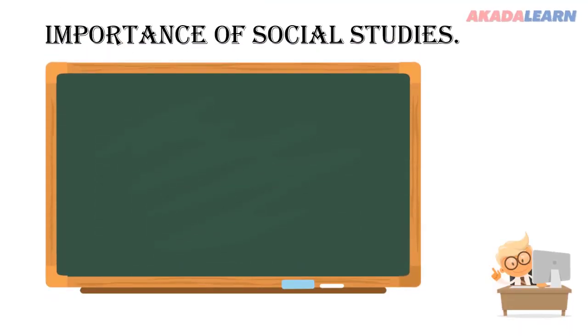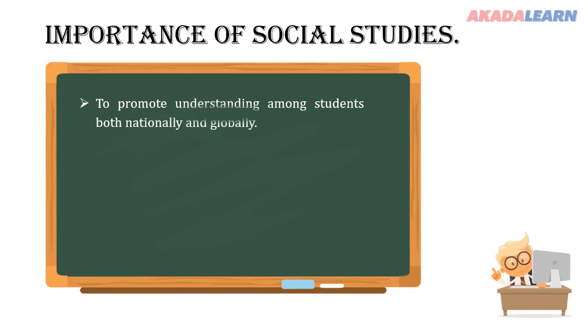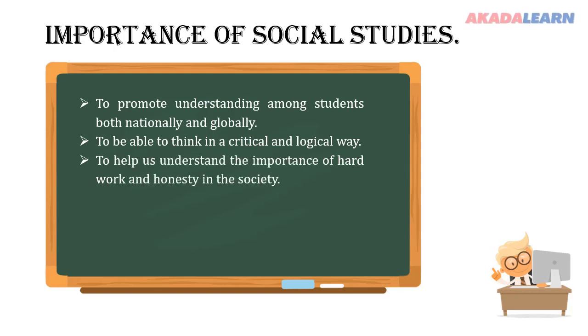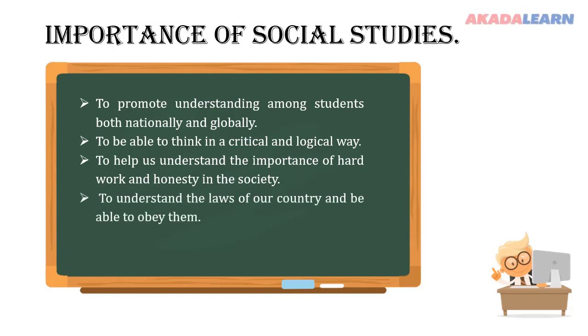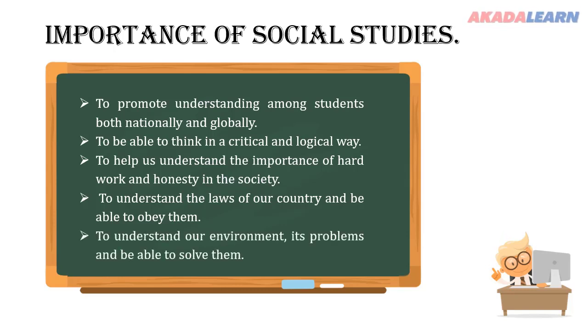Having looked at the objectives of social studies, let's look at the importance of social studies as well. It helps us to promote understanding among students both nationally and globally. It helps us to think in a critical and logical way. It helps us to understand the importance of hard work and honesty in the society. It helps us to understand the laws of our country and to be able to obey them. And finally, it helps us to understand our environment, its problems, and how to help solve them.